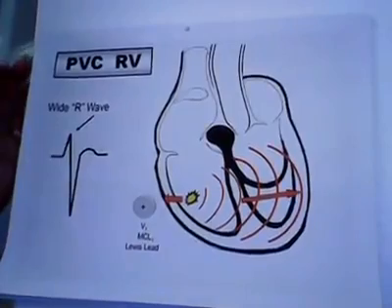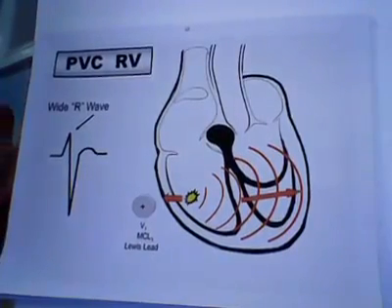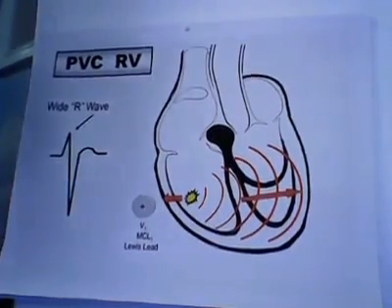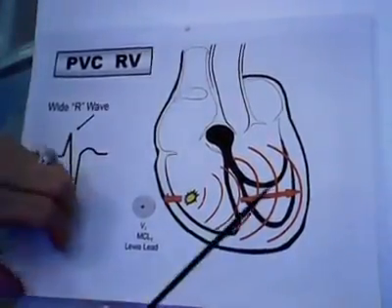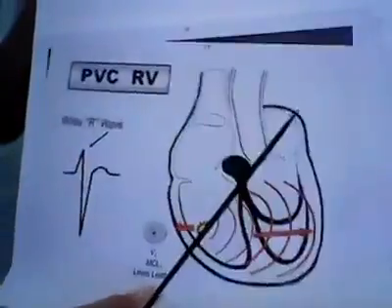And then, of course, you're not going to be up in V6. With a left bundle branch block, you're up in V6. With any PVCs, you're down in V6. So these are rare, so let me just show you.